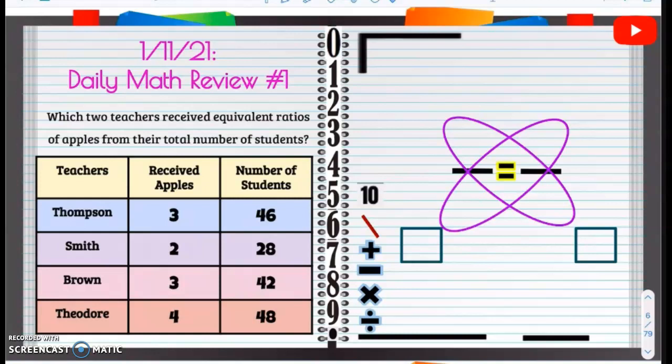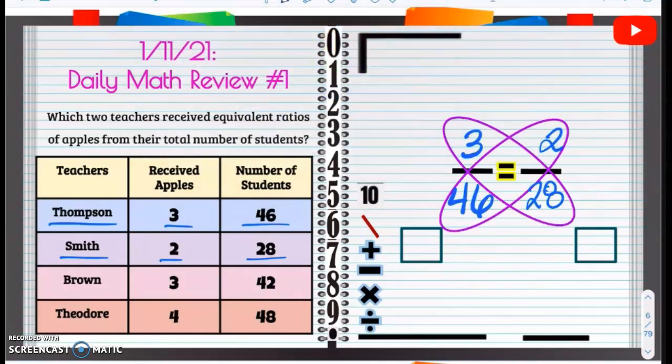Maybe let's try Thompson to Smith. Thompson's ratio is 3 to 46, and then Smith's ratio is 2 to 28. Now, if we cross multiply here, I'll leave it there.